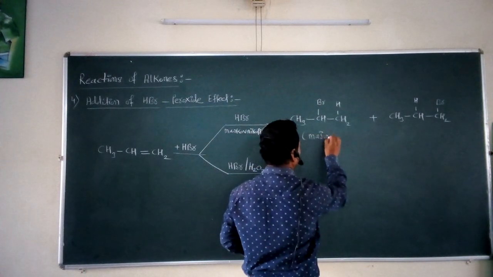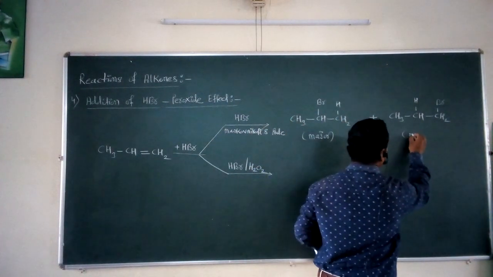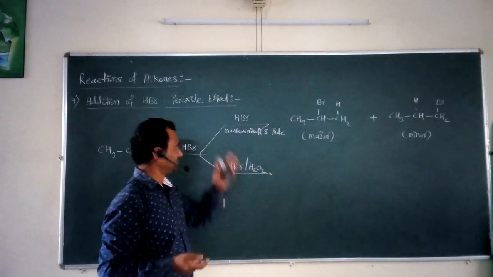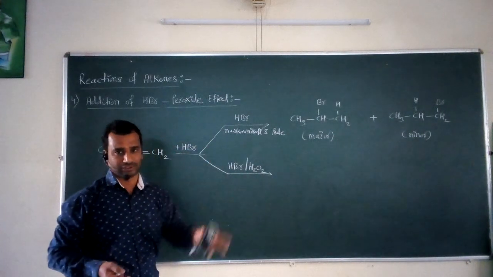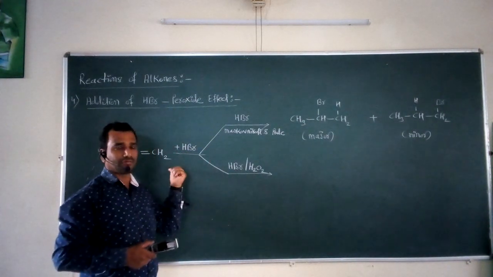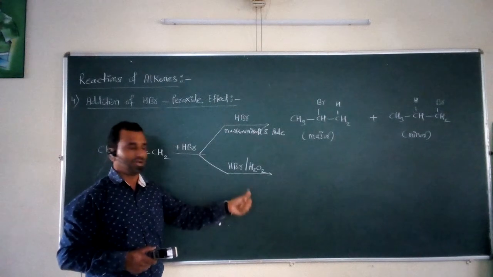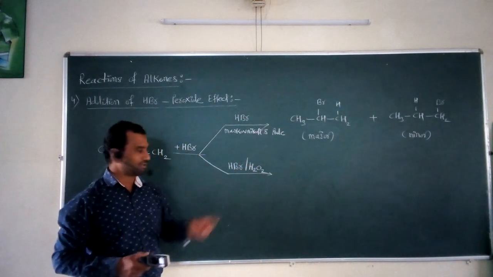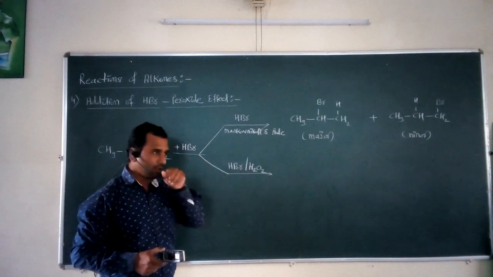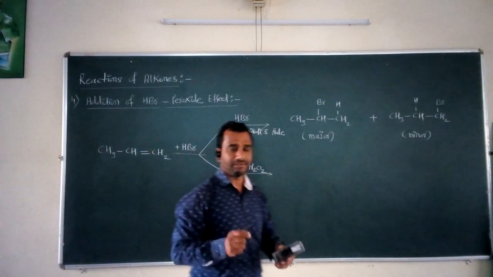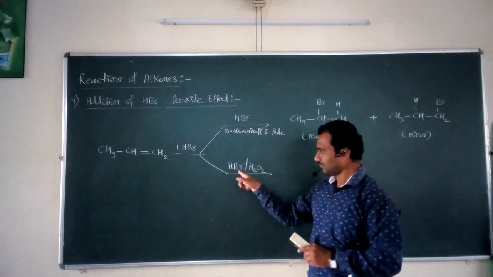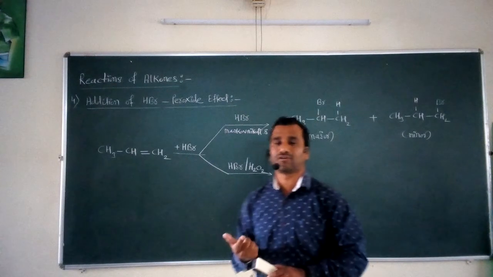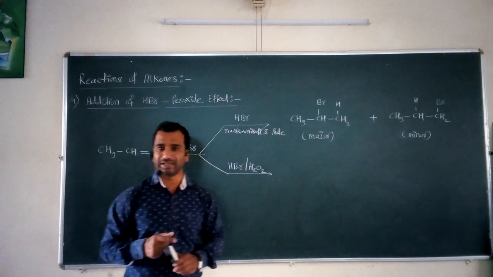This first product is called the major and the second product is called the minor. So, this is the first case of addition of HBr to the 1-propene molecule. Now, we have to react the same reactant with HBr, but now we have to take one more reagent in combination with that. So, in the second case, if we take into consideration this addition of HBr in the presence of H2O2, that is hydrogen peroxide, then what type of product formation can take place?